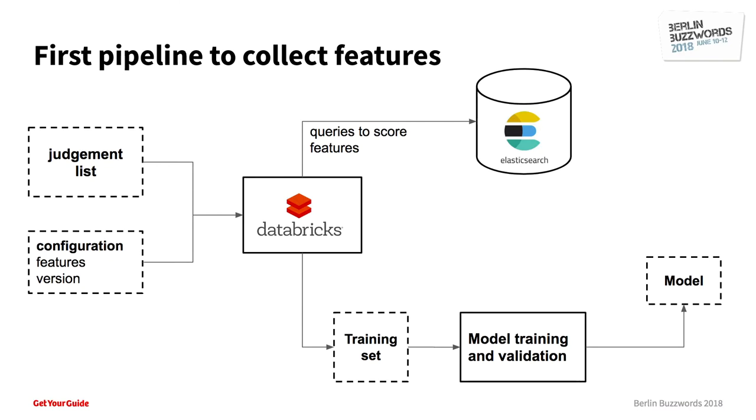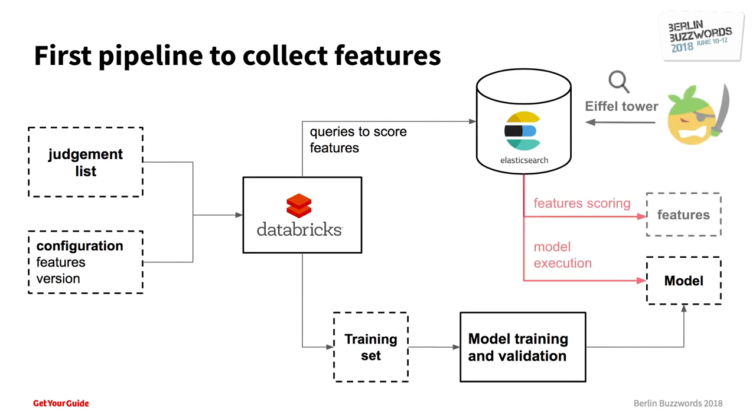But we managed to collect all these features. We have a training set. We train and validate a model. And then you have a model. And then when the user comes and searches for Eiffel Tower, we have to score the features again because they are totally related to the query. And then execute the model. Well, if the model is linear, something simple, it's good. But imagine that it's a complex model, like a decision tree. We have to somehow fetch the documents from Elasticsearch, reprocess them, and then send the results back to the user.